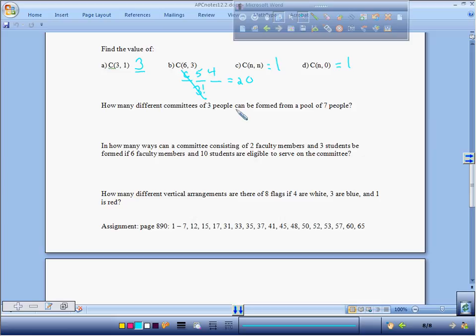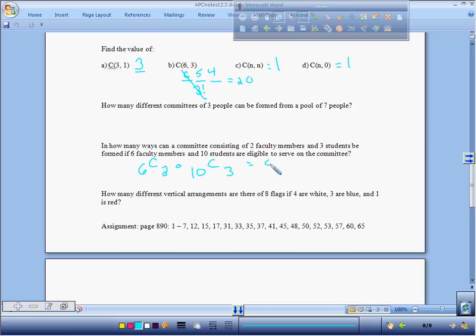Hey, a couple more minutes. So, in how many different ways can a committee consisting of 2 faculty members and 3 students be formed if 6 faculty members and 10 students are eligible to serve on the committee? So you have 6 faculty members, so it's 6 combination 2, times 10 students, 10 combination, how many are you choosing? 3. If you just multiply those 2 things together, you would get the number of different committees. Okay? Do you understand that?